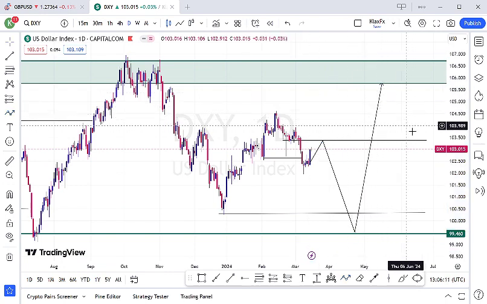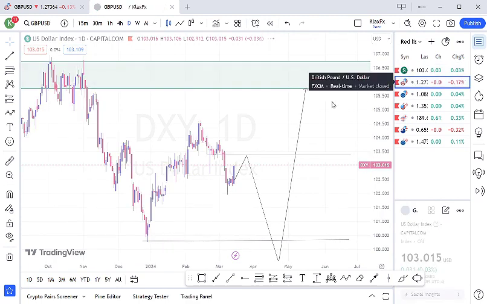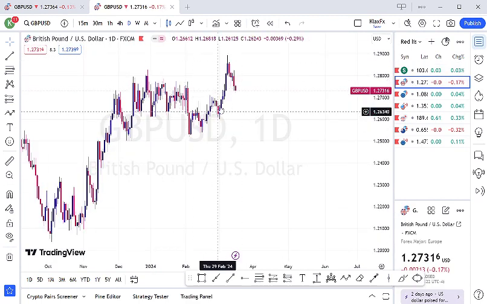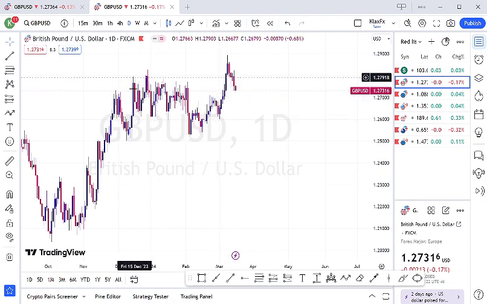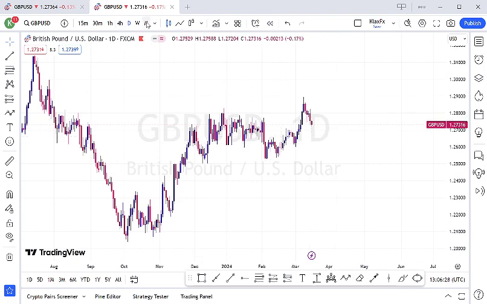So since we have gotten our buyers on the DXY, let's go to the pairs we trade and form our direction. Now, since for the DXY we are looking at sales, that means GBPUSD, EURUSD, we're looking at buys. So this is GBPUSD. Let me go to the weekly time frame.